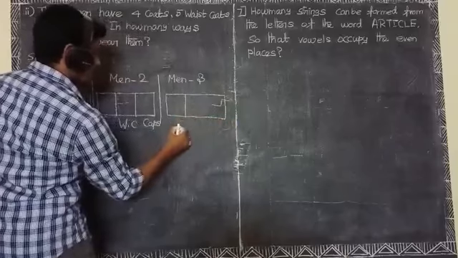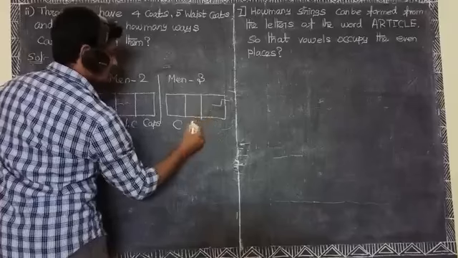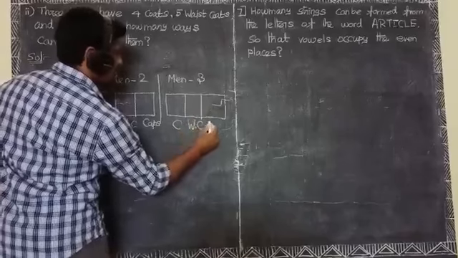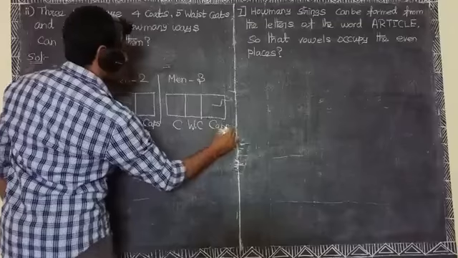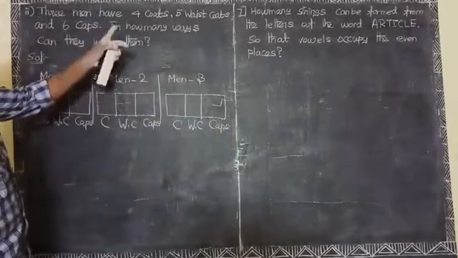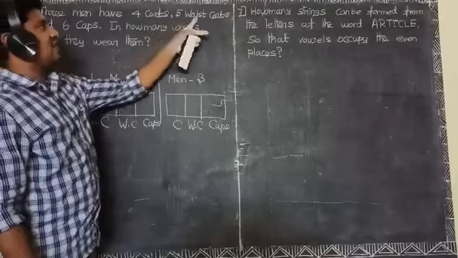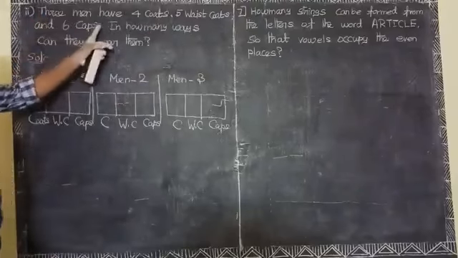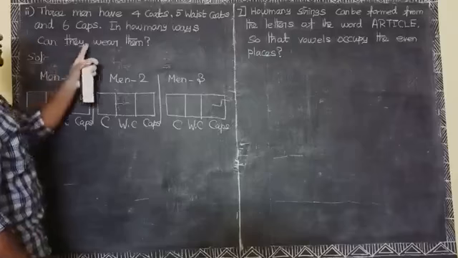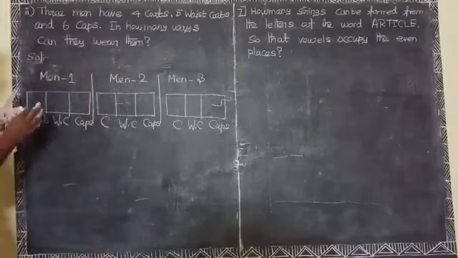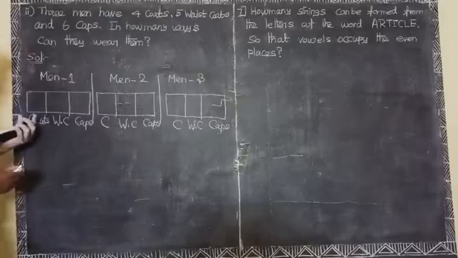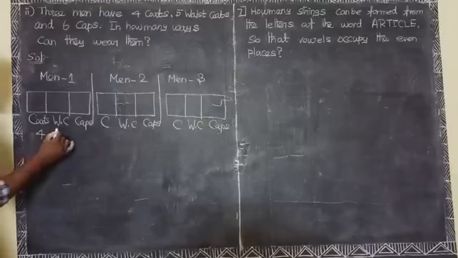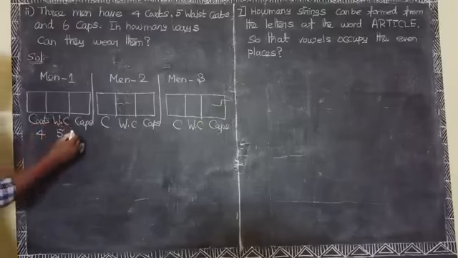First one is coat, second one is waistcoat, third one is cap. Here there are totally 4 coats, 5 waistcoats and 6 caps. In how many ways can they wear them? For man 1, the total number of coats is 4, waistcoats 5 and caps 6.